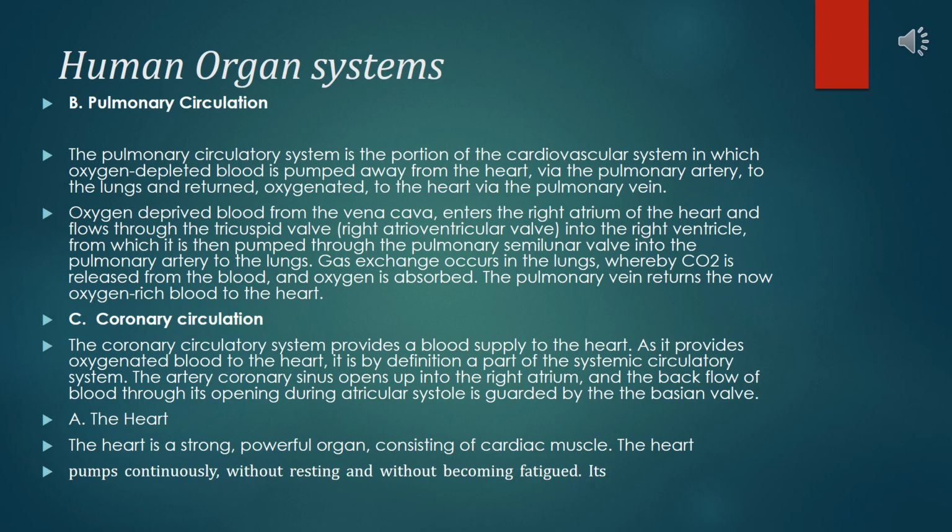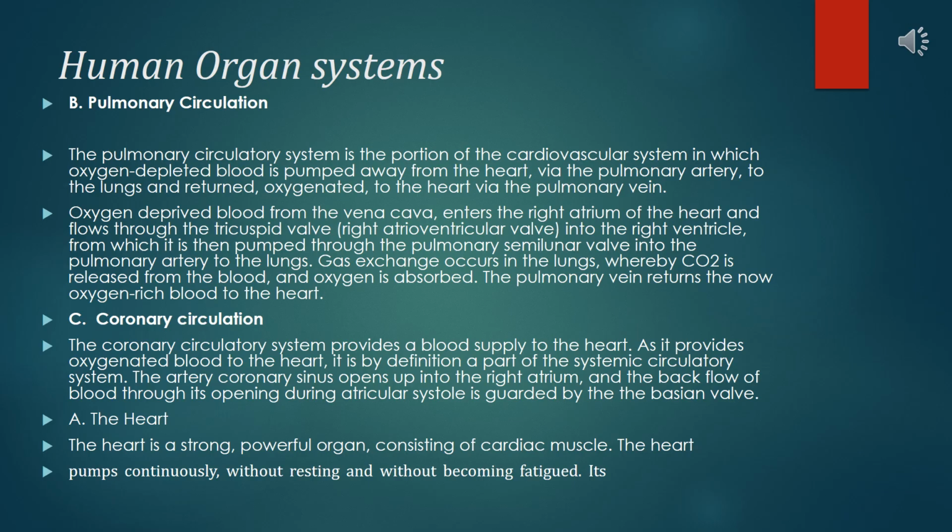B. Pulmonary circulation. The pulmonary circulatory system is the portion of the cardiovascular system in which oxygen-depleted blood is pumped away from the heart via the pulmonary artery to the lungs and returned oxygenated to the heart via the pulmonary vein. Oxygen-deprived blood from the vena cava enters the right atrium of the heart and flows through the tricuspid valve, the right atrioventricular valve, into the right ventricle, from which it is then pumped through the pulmonary semilunar valve into the pulmonary artery to the lungs. Gas exchange occurs in the lungs, whereby CO2 is released from the blood and oxygen is absorbed. The pulmonary vein returns the now oxygen-rich blood to the heart.